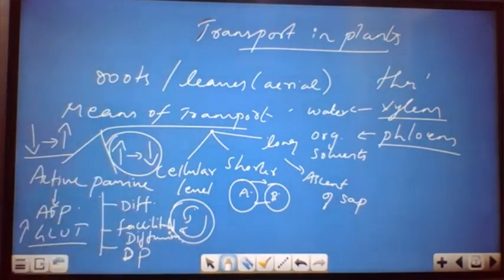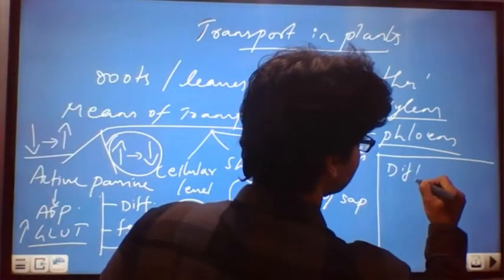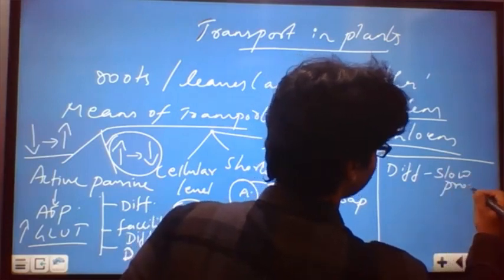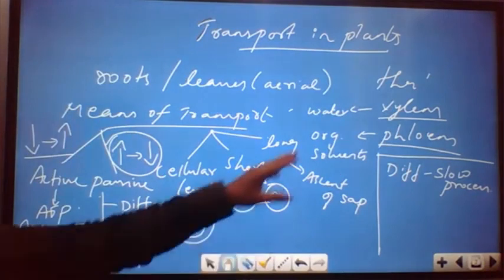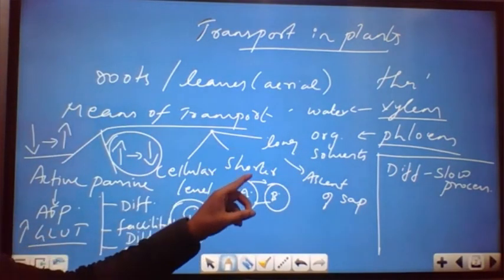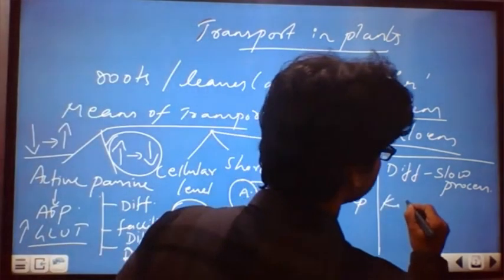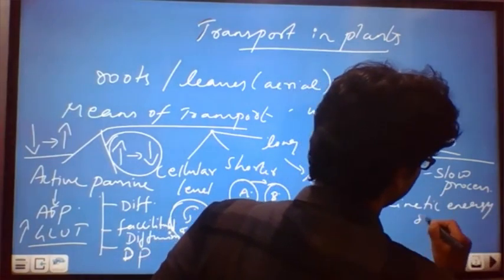Diffusion is a slow process compared to active transport, and it is not much specific, whereas the active process is very specific in nature. Diffusion is a slow process, and it requires kinetic energy of the particles. It requires what? Kinetic energy of the particles.